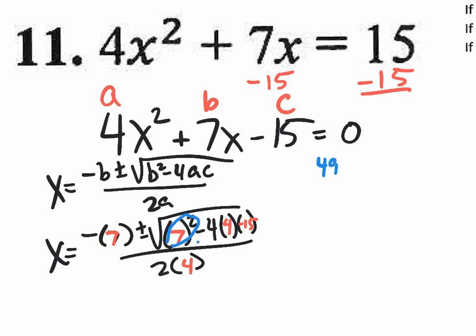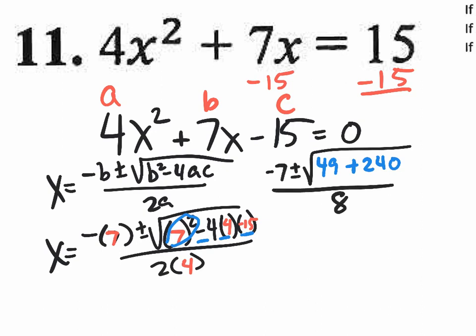And we have negative 4 times 4, that's negative 16. And negative 16 times negative 15, so we end up with 240. And that's still inside the square root. We still have a plus or minus in front and a negative 7 way out in the front divided by 8. So we really have negative 7 plus or minus the square root of 289.